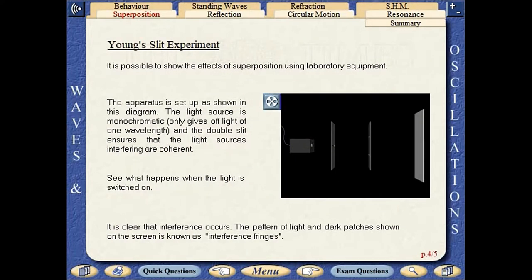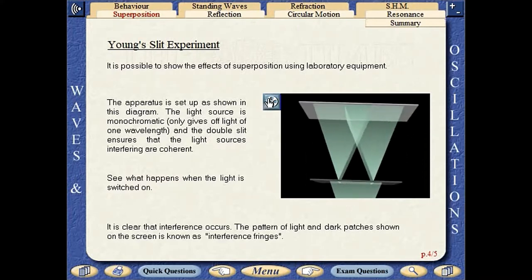It is possible to show the effects of superposition using laboratory equipment. The apparatus is set up as shown in this diagram. The light source is monochromatic, and the double slit ensures that the light sources interfering are coherent. It is clear that interference occurs. The pattern of light and dark patches shown on the screen is known as an interference fringe.